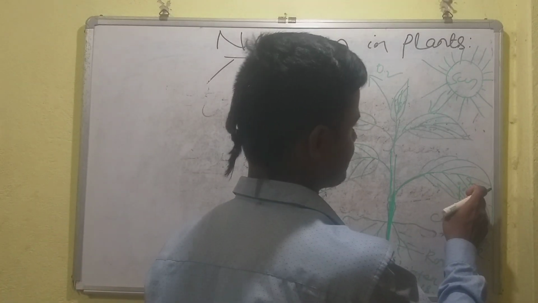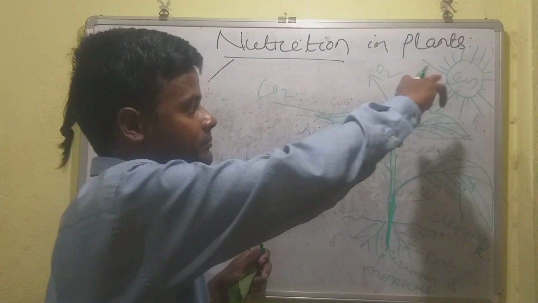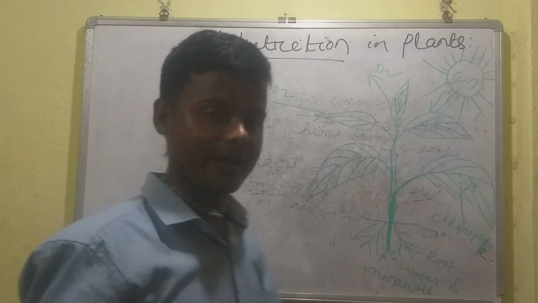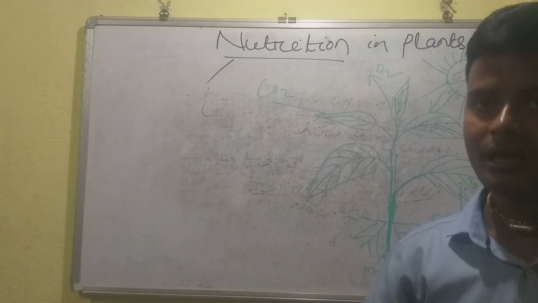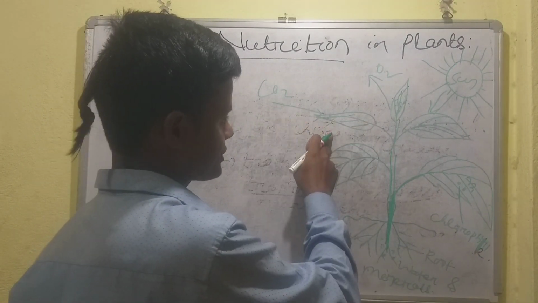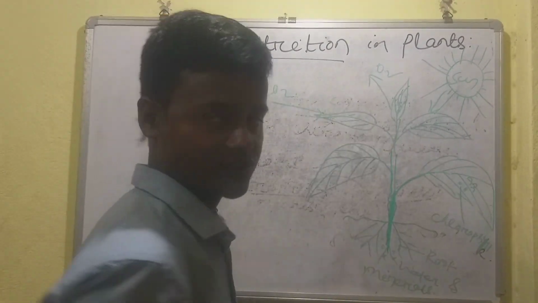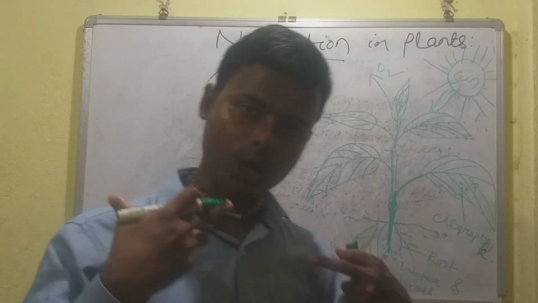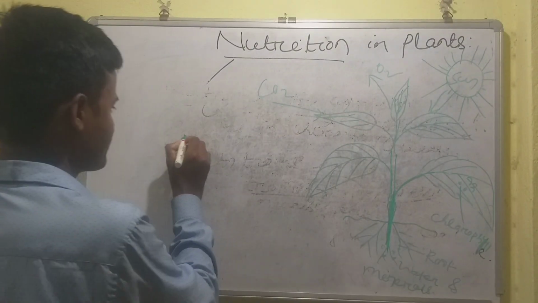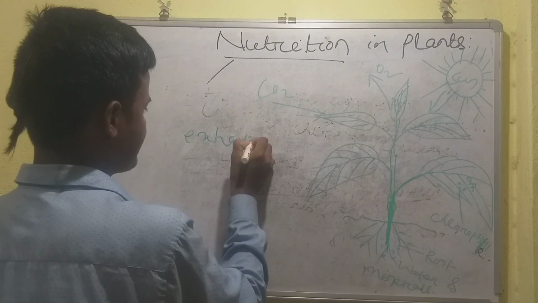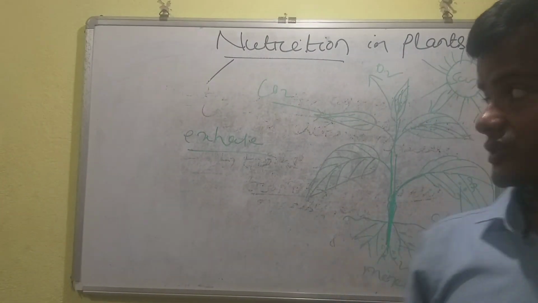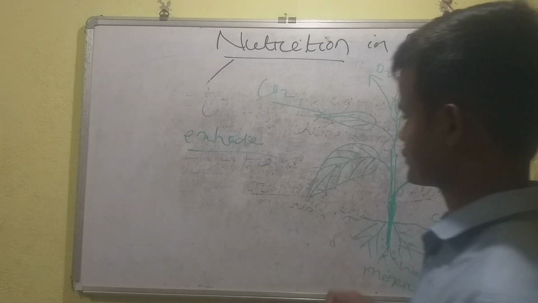Leaves contain the chlorophyll pigment, and plants get light energy from the sun and carbon dioxide from the atmosphere. When we breathe out, when we exhale, carbon dioxide is going out and we are taking in oxygen. Plants take in carbon dioxide for photosynthesis and release oxygen to the atmosphere. Exhale means breathing out carbon dioxide. So plants use carbon dioxide and give oxygen.